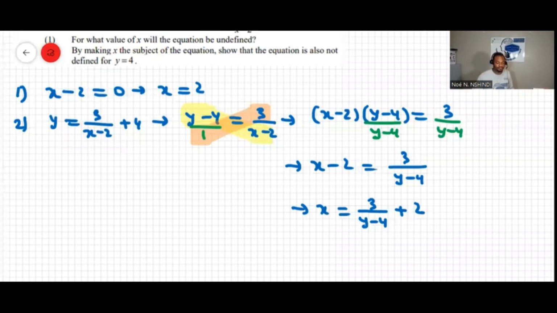Now, this proves that it is not defined for y equal 4, because if y equal 4, the denominator will be 0. Look here. If we substitute y by 4, then it will be x equal to 3 over 0 plus 2, while 3 over 0 is undefined, and consequently 3 over 0 plus 2 is also undefined. So the function will not be defined if y equal to 4. Thank you.